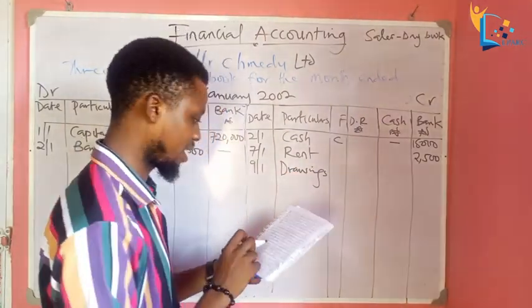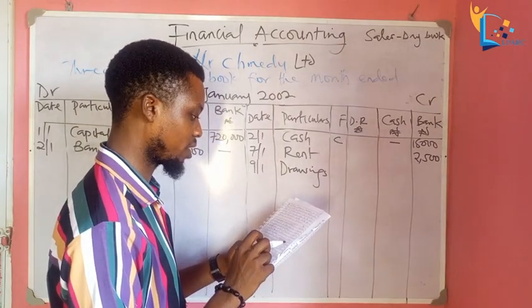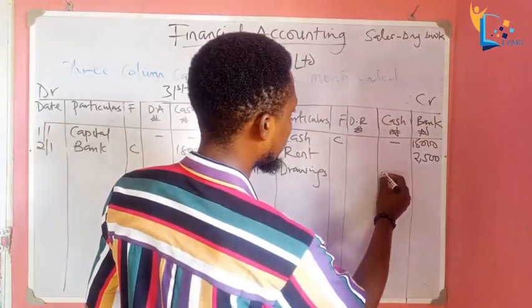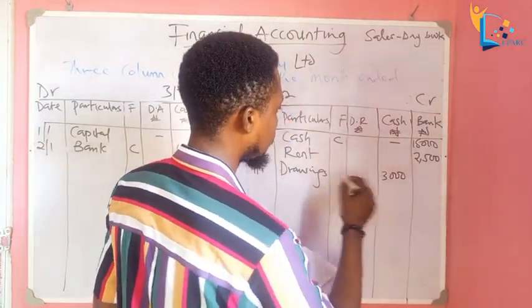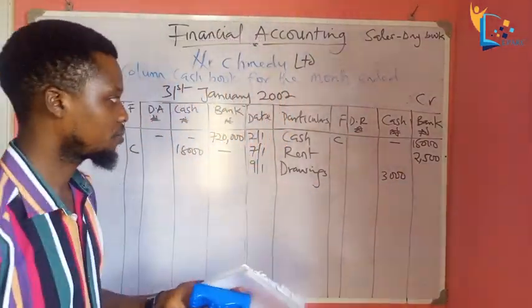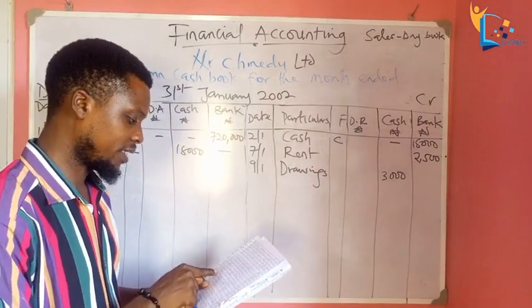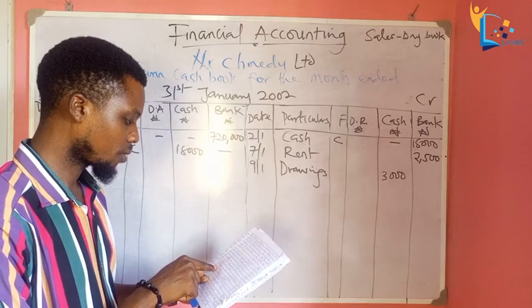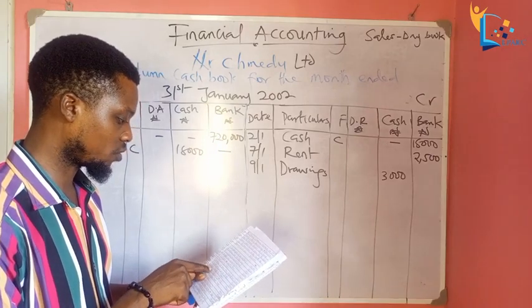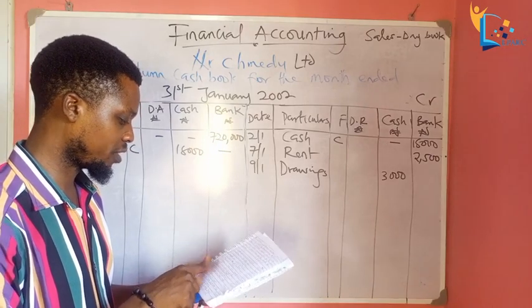Drawings, that was on the 9th, from office for personal use, 3,000. Cash, 3,000 for personal use. Okay, 3,000 from office. Then bought goods on credit, we have done that. Goods returned, we have done that. Goods on credit, we have done that.